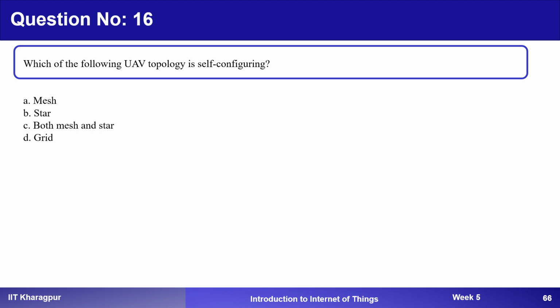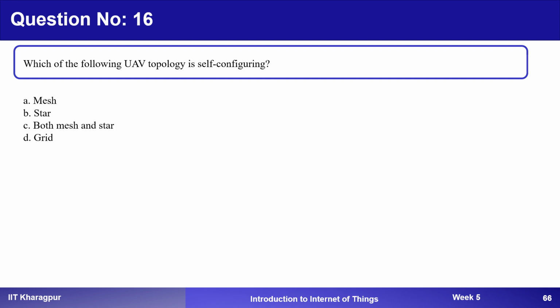Next question is, which of the following UAB topology is self-configuring? Options are mesh, star, both mesh and star, grid. Basically, UAB have two topologies, that is your mesh and star topology. In case of your star topology, there is one flying object to which all the other objects are interconnected, and that flying object is connected to your ground station. The other possibility of star is all the flying objects are interconnected to one ground station only.